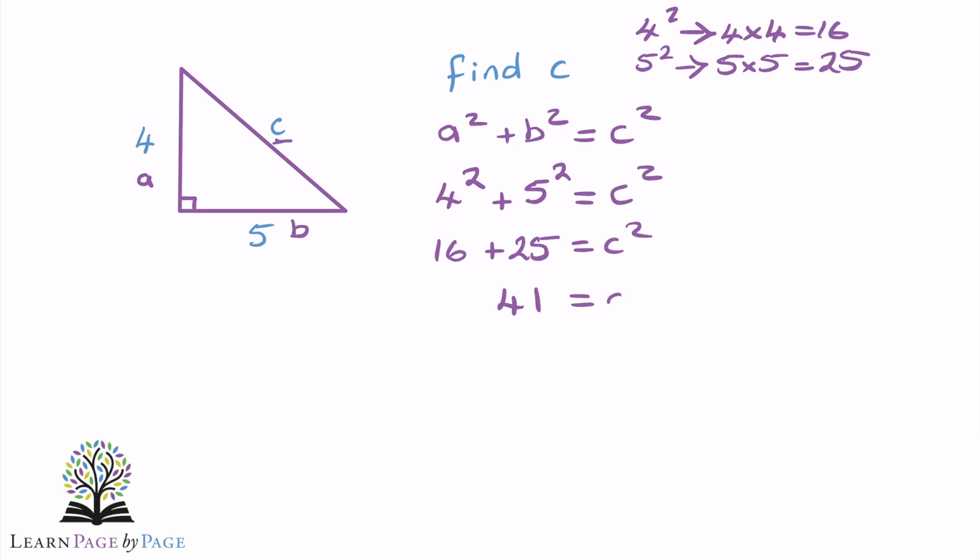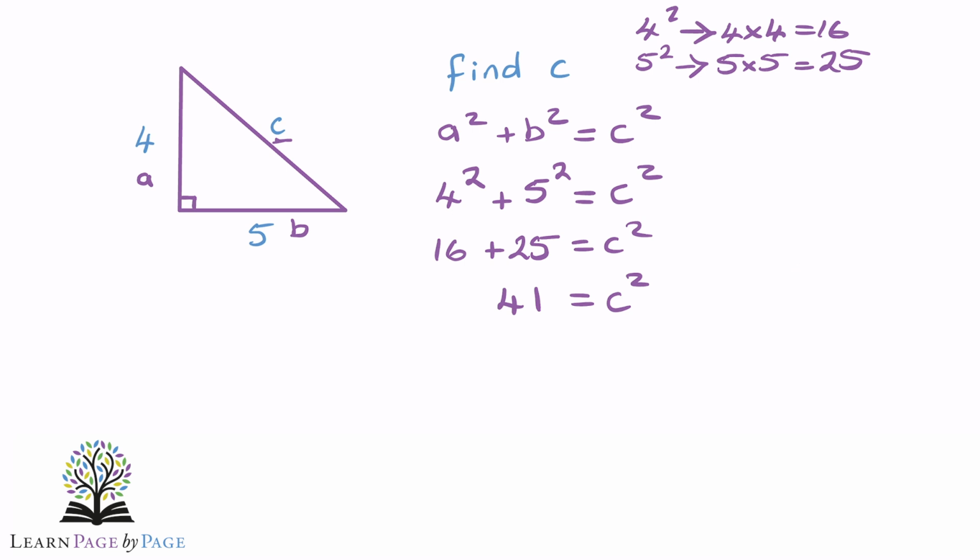41 equals c squared. The question is asking us to find c, and this is where a lot of students get stumped. You're not being asked to find c squared. This is not the correct answer. What we need to do is get rid of this little 2. We need to get rid of the squared value, and the way we do that is we take the square root. So we're going to take the square root of this side, and whatever you do to one side of the equation, you've got to do the same to the other. So we're going to take the square root of this side, and that would give us c, because the square root of c squared equals c.